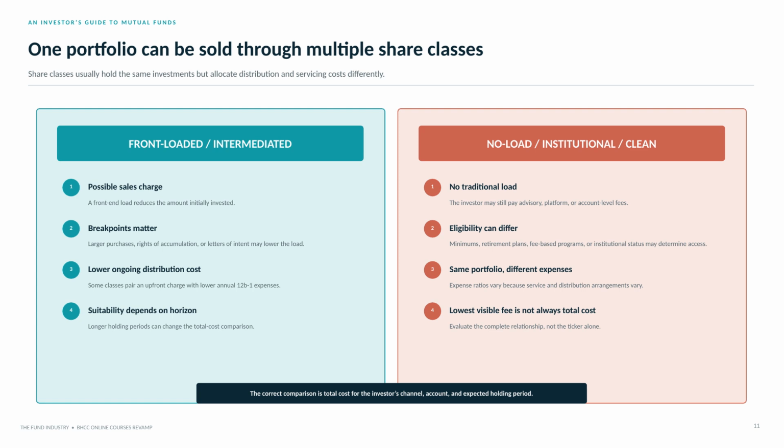No-load, institutional, or clean classes may avoid a traditional sales charge, but the investor can still pay advisory, platform, or account-level fees. Access may depend on account type, minimum investment, retirement plan participation, or a fee-based program. Share class labels can look like alphabet soup, but the real comparison is simple. Calculate total cost for the investor's channel and expected holding period.